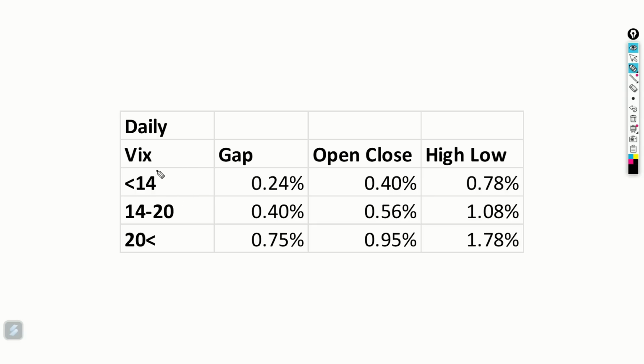First we filtered out all the days which have VIX under 14. If the VIX during that day was under 14, we filtered it out and compared it with the previous day.